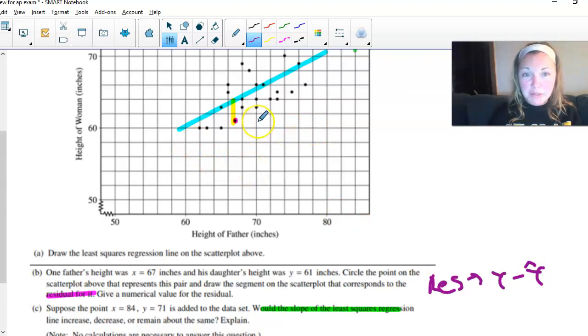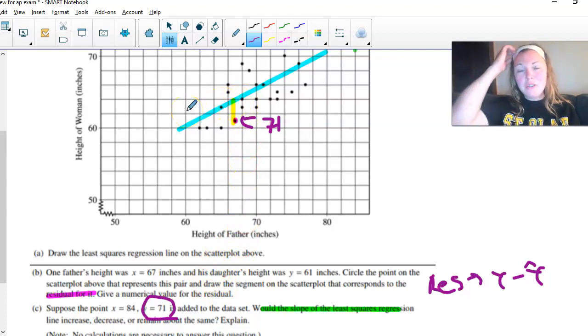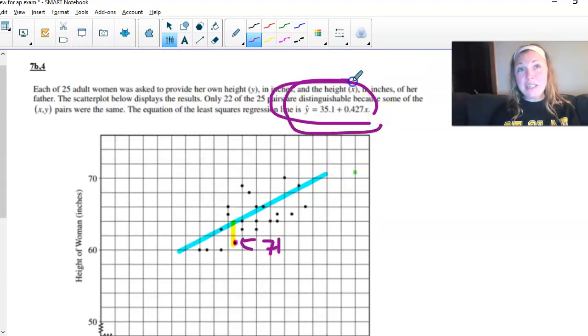So my observed y right here is at 71. How do I know that? Because that's what they told me right there. My predicted y is what the least squares regression line gives me right there. Now, two trains of thought here. They actually give you your least squares regression line here, so you can actually figure out what this plot should be.